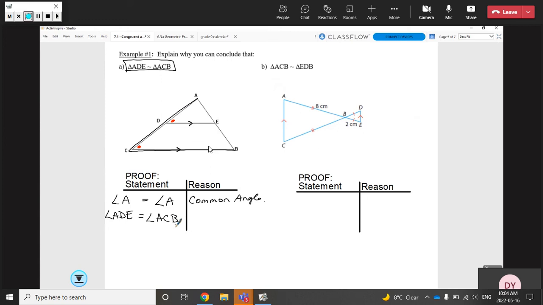And the reason why we're okay to state something like that is because these are what we call corresponding angles. So then, once we have two out of the three angles, we can say, okay, therefore, triangle ADE is similar to triangle ACB because of angle-angle similarity. That's what we would say, just because of angle-angle similarity.